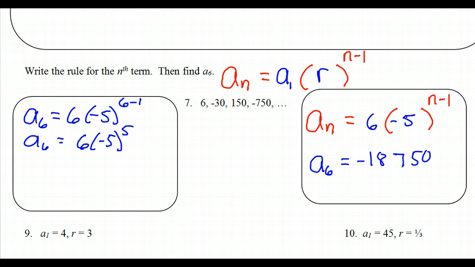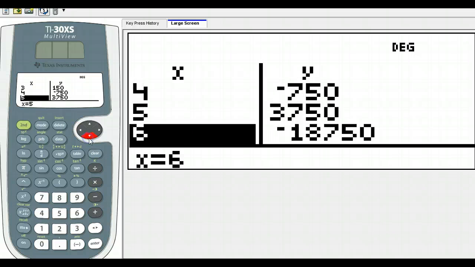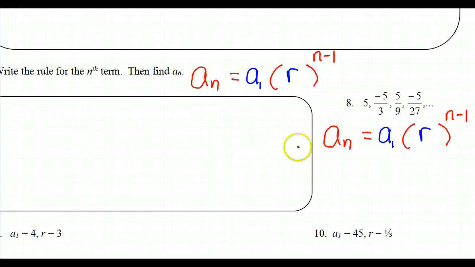Now let's look for that sixth term. So if we just scroll on down, we find that the sixth term is in fact negative 18,750. All right, I just wanted you to see both ways of solving the problem. All right, let's look at one more of these.